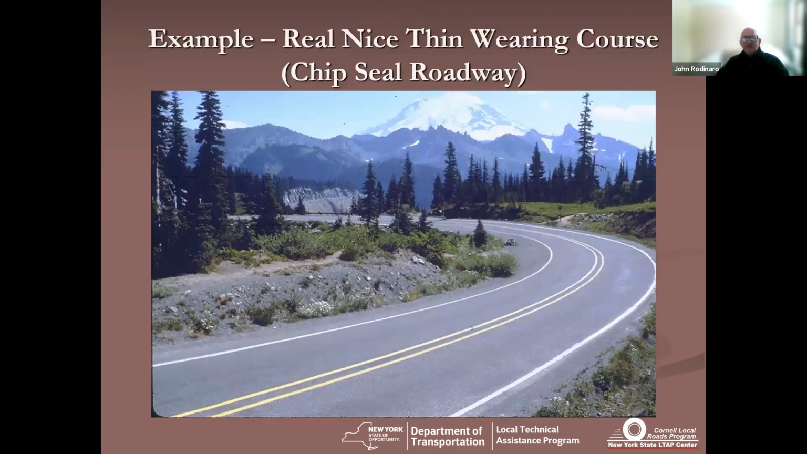And here's an example of a beautiful finished product. I believe this is a slide from David. I believe it's a double chip someplace out west. And that's exactly what you want your finished product to look like. Looks like a brand new paved surface. And in this case, because you're using a chip, you're getting it for a lot less money. So it's a National Forest Service road, John.